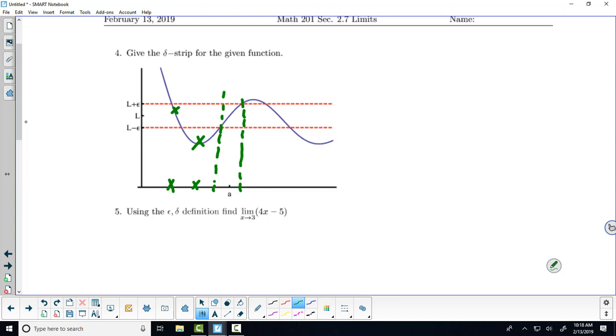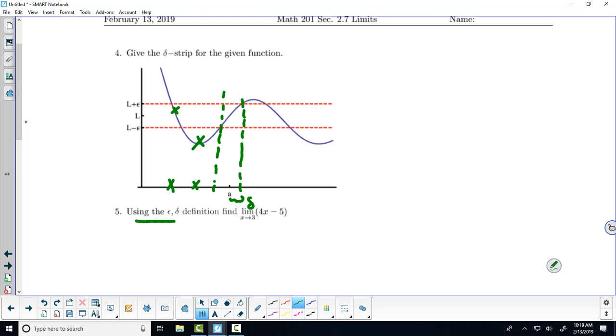Okay. This is my delta strip here, and so delta should be whichever of these two is smaller. So that would be my delta, that distance right there. All right. This is the visual of what we're going to be doing in our proof. This is the visual that goes with it, but you won't see any of this as we do the proof.